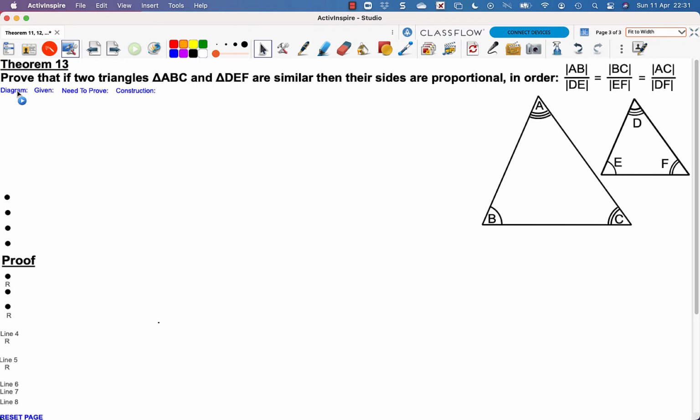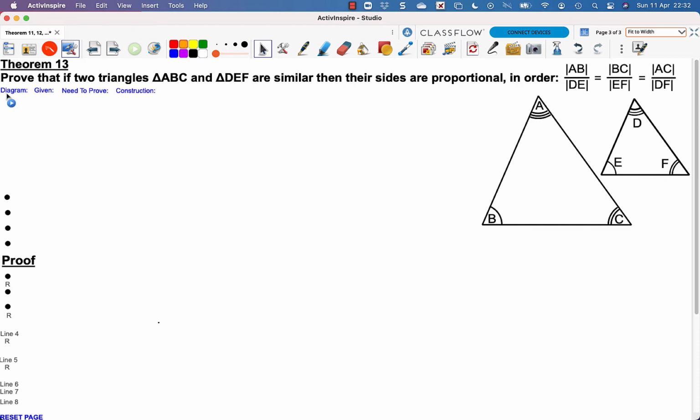Now, drawing the diagram does help. So here's two similar triangles. You'd have met this in second or third year. And similar triangles, what do you know about similar triangles? The ratio of corresponding sides are equal, i.e. if you take AB and you divide it by its corresponding side, DE, this will equal BC divided by its corresponding side. So this is what you're trying to prove.